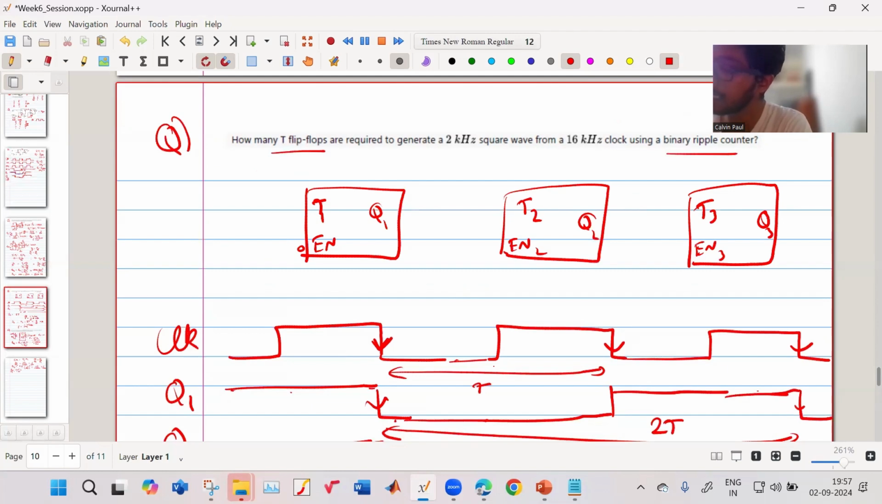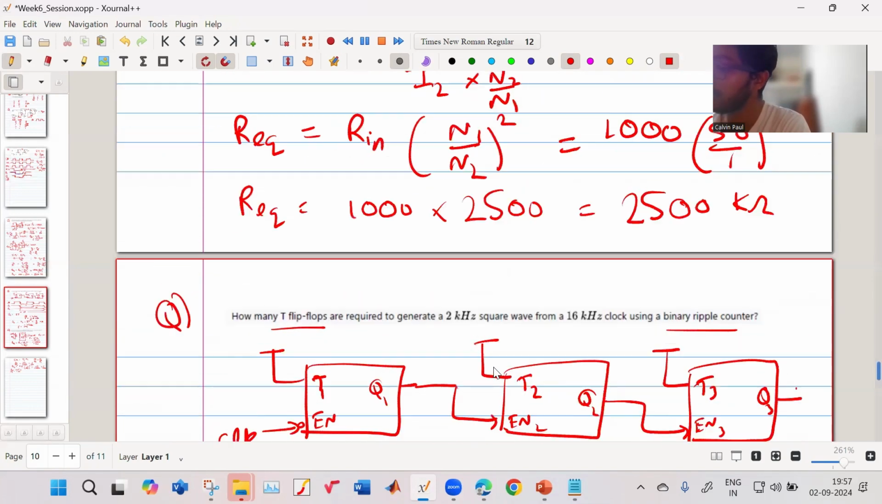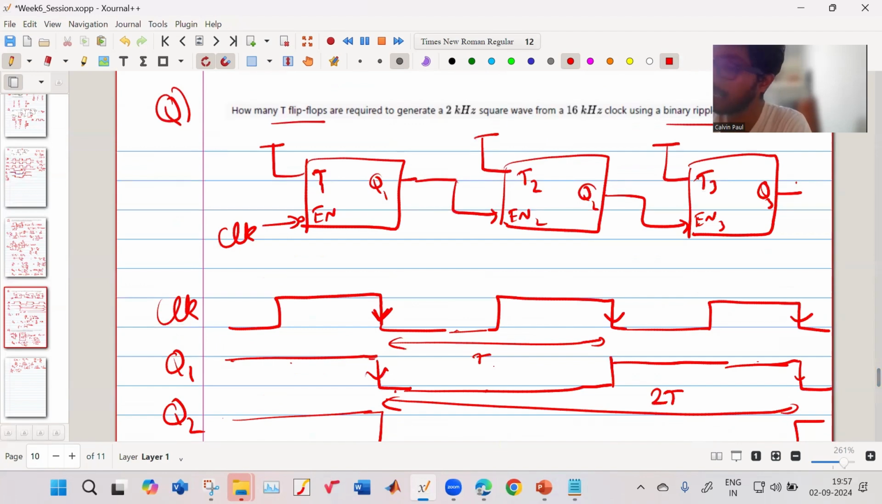So your T1 is initially connected to high. This is your enable which gets your clock. This Q1 gets connected to the enable 2. And this T2 also is connected to high. And this Q2 gets connected to enable 3. And this is also connected to high. And this is your Q3. So for the T flip-flop truth table, this is high, this means it is effectively 1.